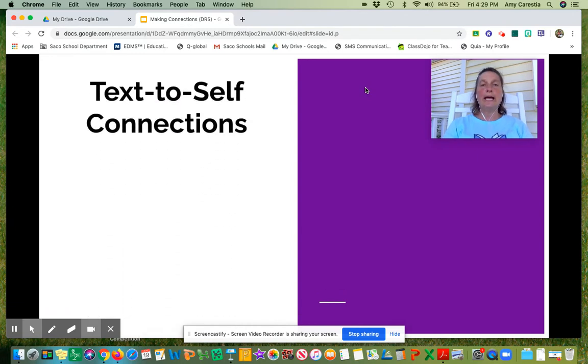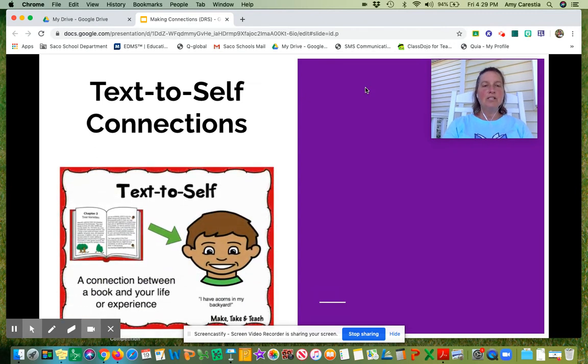We're going to look at text to self connections first. This is the easier of the type of connections that you can make because it really has to do with you personally. So again, text to self connection is making a connection between your own personal life and the short story or novel or informational text that you are reading.